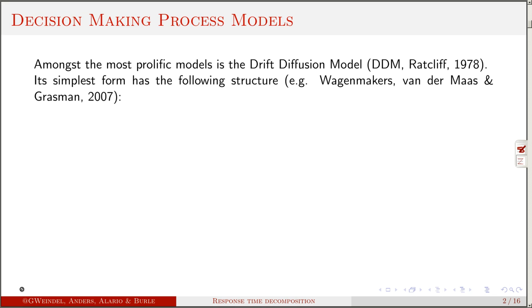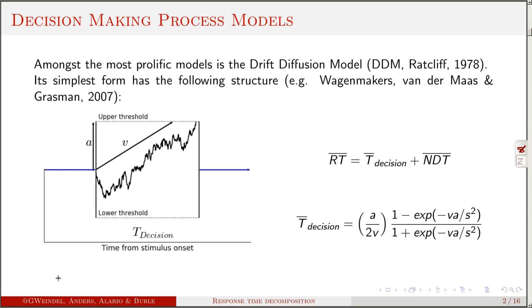The most prolific model in decision-making is arguably the drift-diffusion model. The core structure of the DDM and many other decision-making models is that response time is decomposed into a decision time, the time when the decision-maker is actively taking a decision, and a non-decision time, which would be, as the name suggests, all the time left that is not dedicated to deciding.